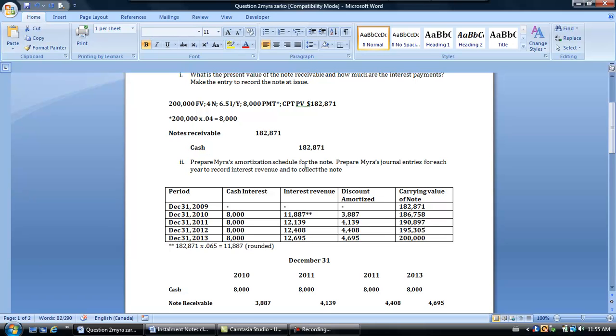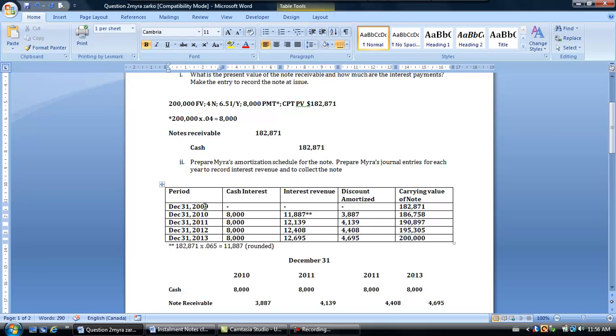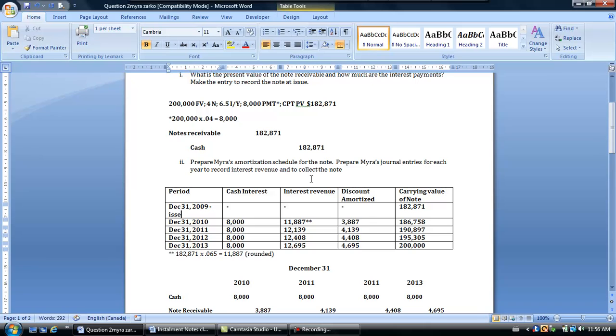Now, in order for Myra to update its accounting records at the end of each year, they need to record interest revenue. We can use an amortization table in order to help us calculate the interest revenue that Myra will book each year. Now, you'll notice in this table, I've begun with the issue period, December 31st, 2009. I guess I could have put in here issue date, which is the same thing as December 31st, 2009. And the note is being carried at its present value, which is $182,871, as we determined up here when we calculated the present value.